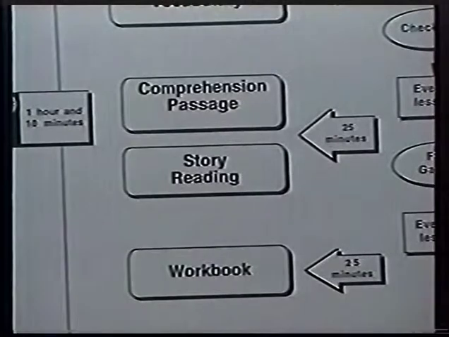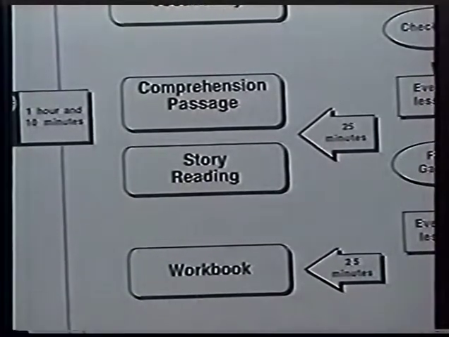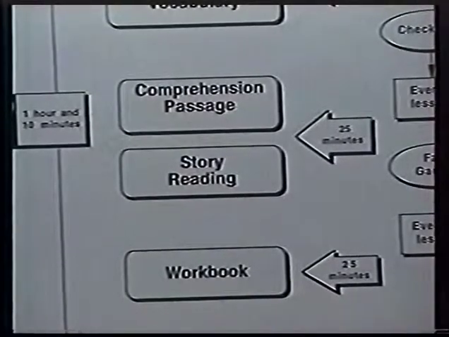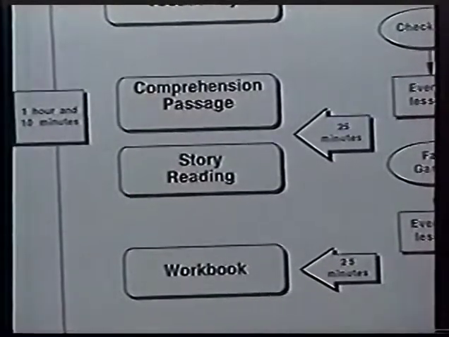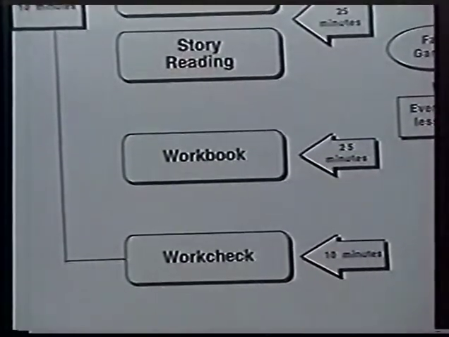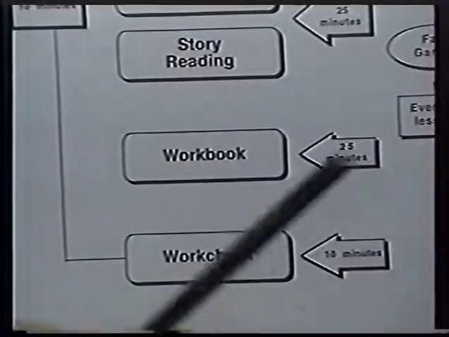Following the story reading, students will do their independent workbook exercises, which contain the application of the concepts and strategies they have learned from the word attack, comprehension passage, and main story reading. Allow approximately 25 minutes for students to do this work. After students have completed workbook exercise, you will conduct a work check. This activity takes approximately 10 minutes.